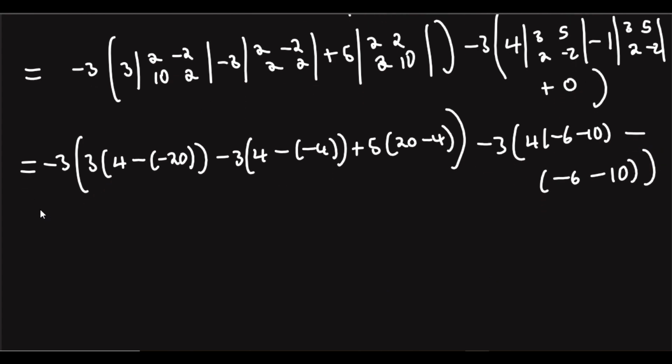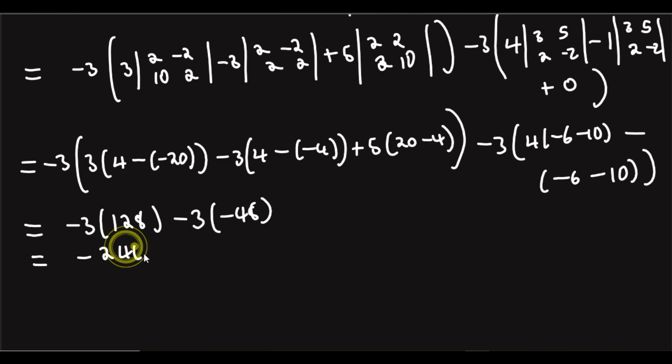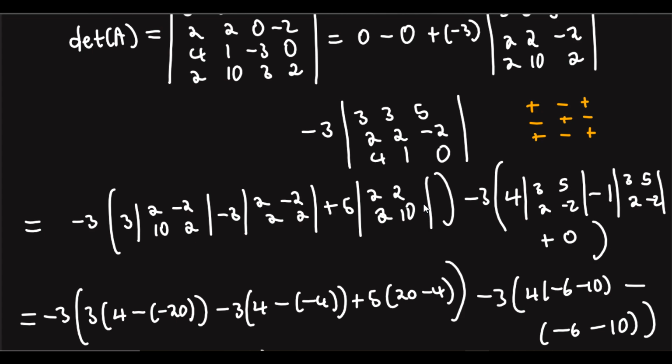Okay, so now you can pause the video and do the calculations. I'll just write the final answer here. When you simplify the inside here, you will get 128, and if you simplify what's inside here, you will get negative 48. So now adding this together we get negative 240. Okay, so now this is the determinant of a 4 by 4 matrix.